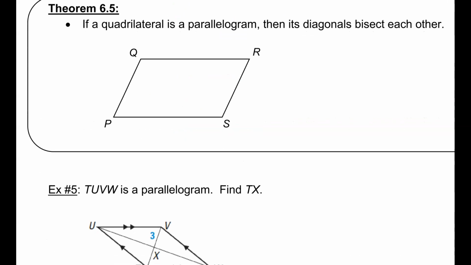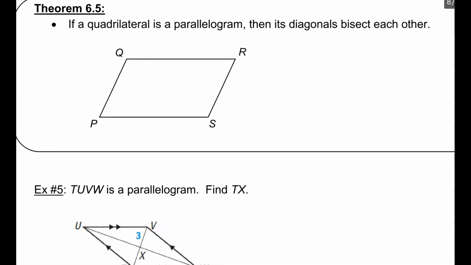Theorem 6.5. These are the last couple of things we need to know about a parallelogram. If we have a parallelogram, immediately we know opposite sides are parallel. Okay, that's given. We know opposite sides are congruent. Opposite angles are congruent. These are all the things we know already. Okay, then its diagonals will bisect each other.